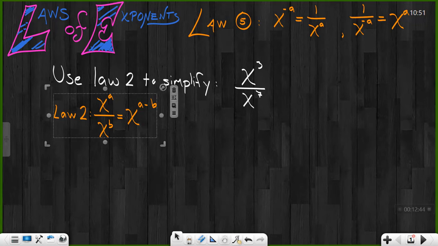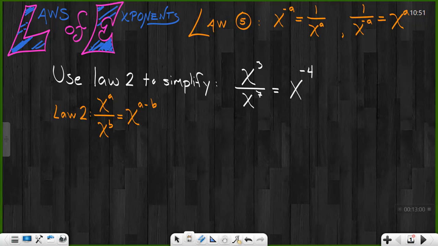That is x to the a over x to the b. When I'm dividing two terms with the same base, I keep that base and subtract the exponents, top minus bottom. Let's apply that here. x cubed over x to the 7th. Well, I'm going to keep the base. 3 minus 7 is negative 4.